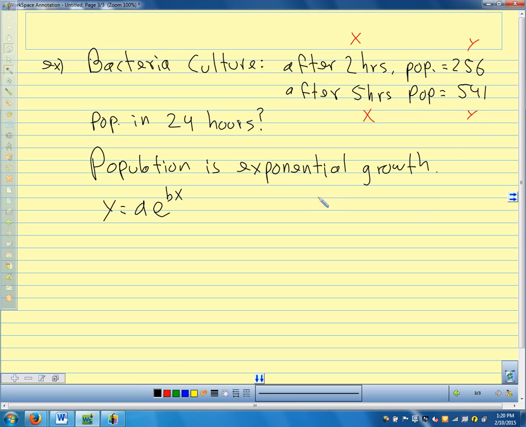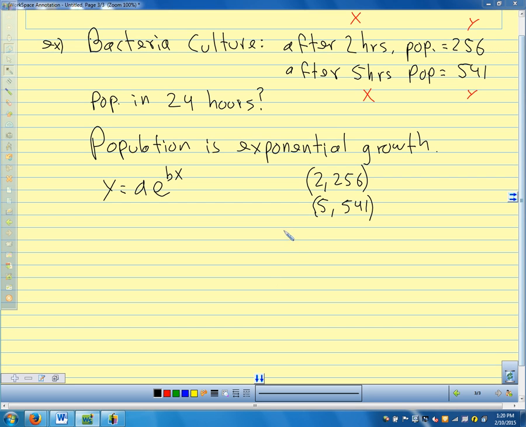So we have 2 points. We have the point (2, 256), and we have the point (5, 541). Well, there's 2 points, 2 unknowns. So we end up having to solve a system of equations. So this is kind of like we did when we talked about arithmetic and geometric sequences, where we had to solve for our two unknowns in our equation. But we have an exponential equation, so we have a little bit of work to do. So I'm going to write out steps, and we'll do this step by step. So my first step, I'm going to plug in the first set of numbers.